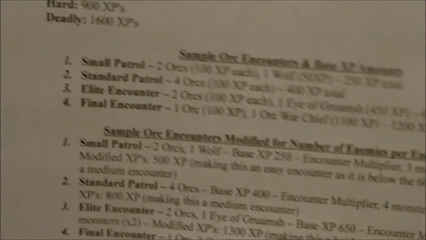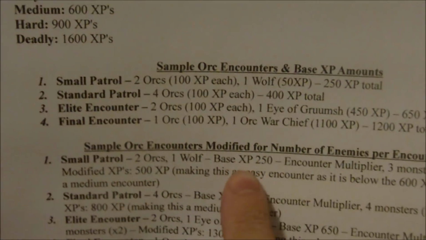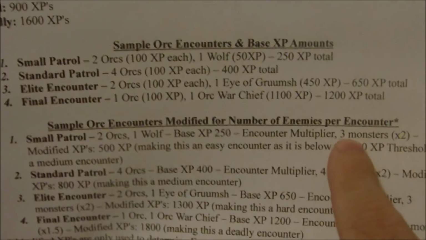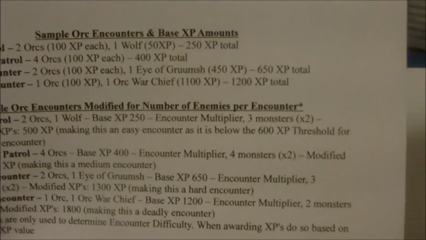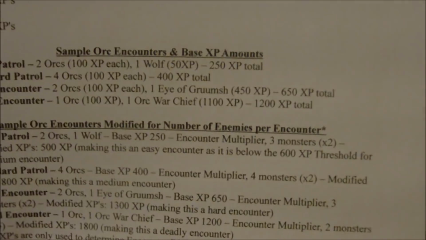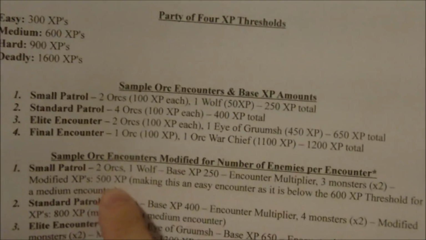So, looking at our small patrol, we have 2 orcs and 1 wolf, so the base experience points is 250. There are 3 monsters, so the encounter multiplier is times 2. Looking back at our chart, again, if you want to have the DMG open to page 82 as you go through this, then you certainly can. So the modified XP is 500.